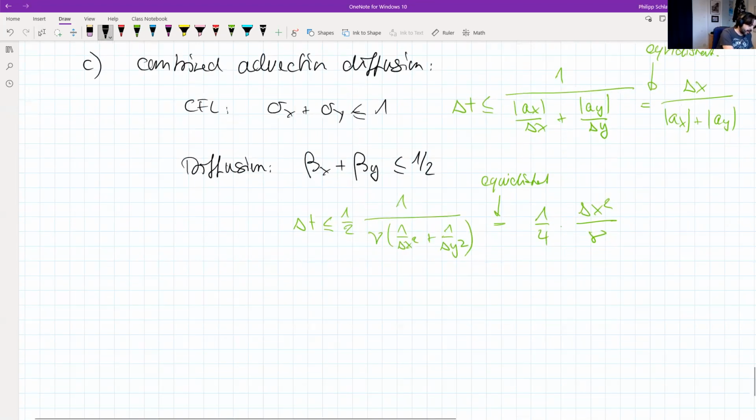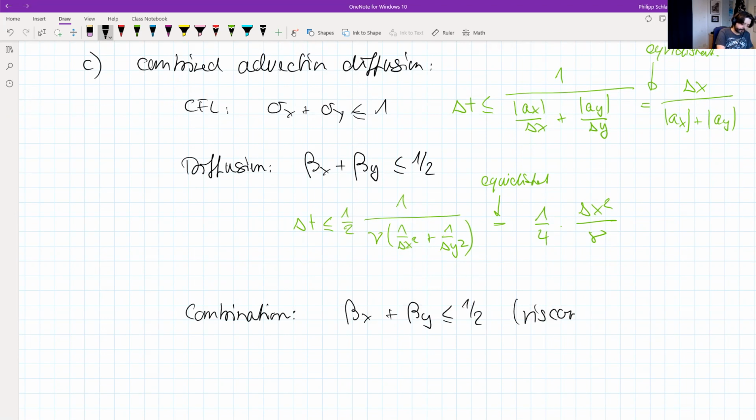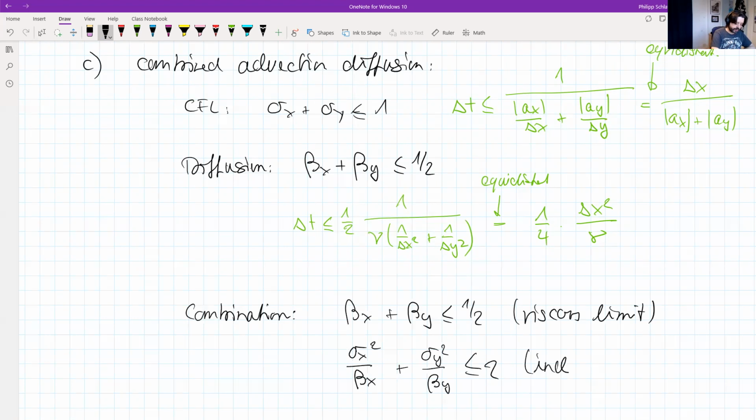Now, the question now is, what is this for the combination? Also here, I don't want to derive it here. I would just show you the result, which you can then try also in the code. We know that the viscous limit will be the same. So this is certainly one condition. That's, as I said, the viscous limit, which you should try out in your code. And then the second condition, the one that stabilizes the convection via the viscosity, is sigma x squared divided by beta x plus sigma y squared divided by beta y. And this should be lower or equal than 2. And again, this is a condition which is independent of delta x, which still is surprising to me.